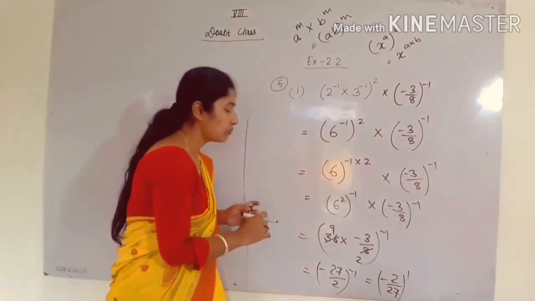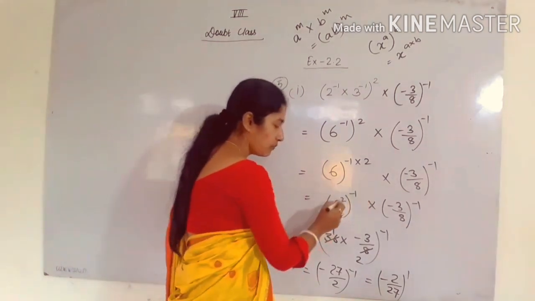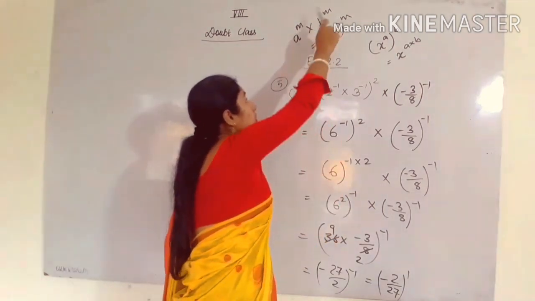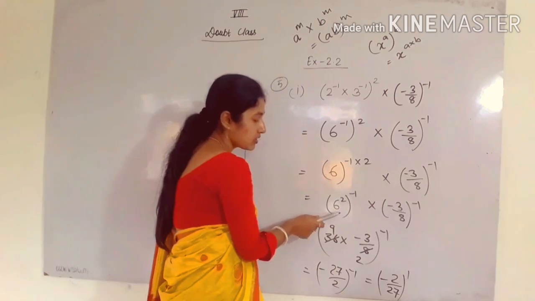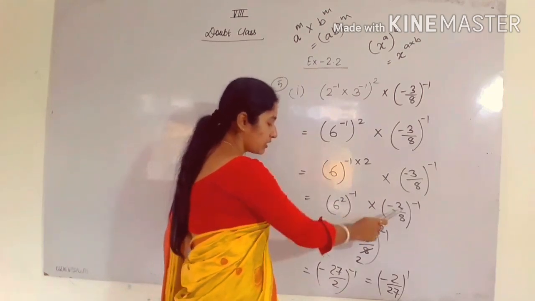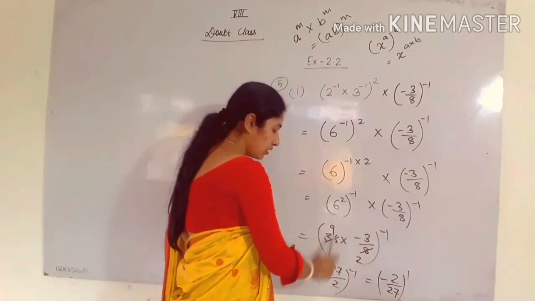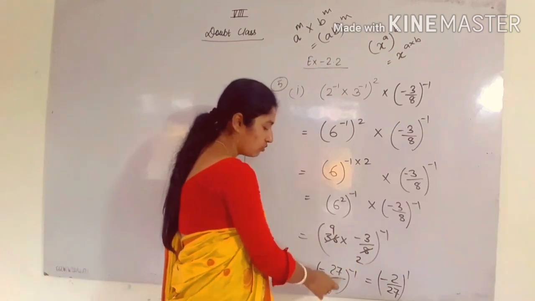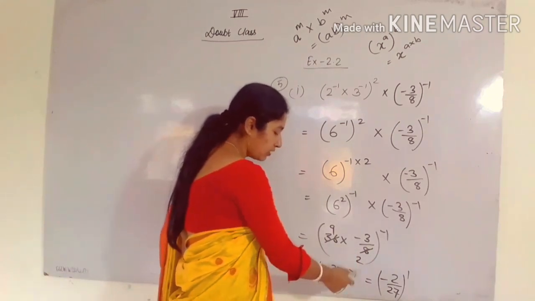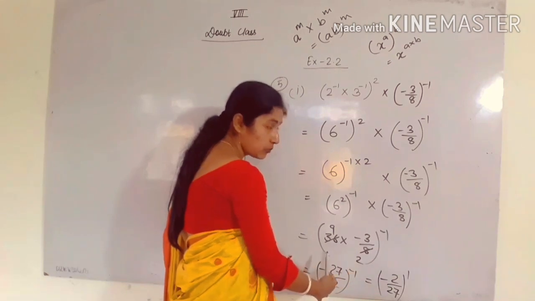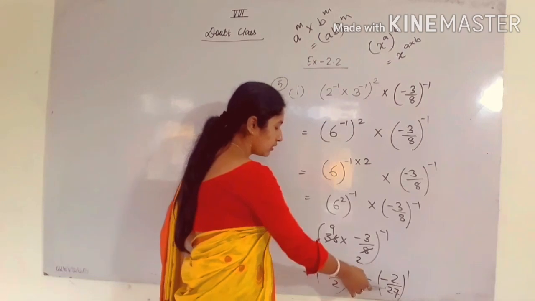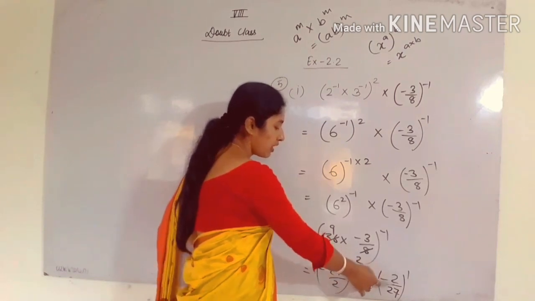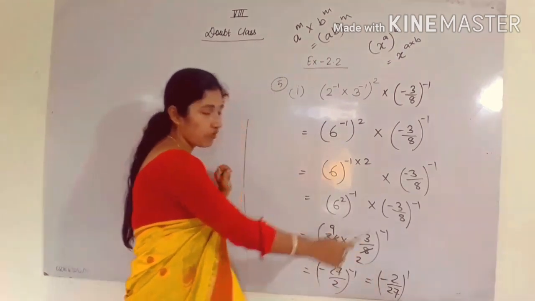So see here, now the base now the power is same. So now if the power is same, then we can multiply the base numbers. So here base is what? 6 square, that means 36. So 36 into -3 by 8. So cancel it, you will get -27 by 2 whole to the power -1. And you know, you can write this as reciprocal. Okay, so as reciprocal, when you change it, it will be what? -2 by 27 whole to the power +1.